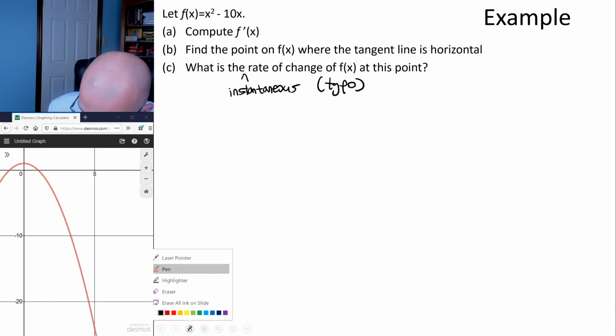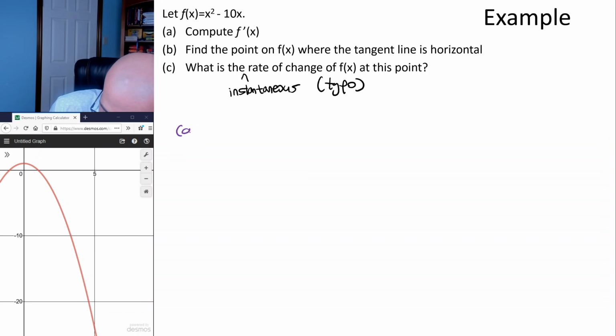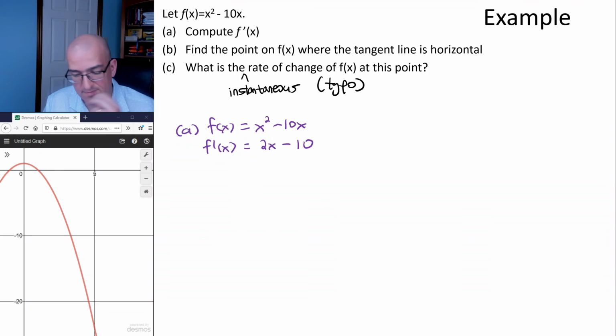Okay, part A. f of x equals x squared minus 10x. That means f prime of x is equal to 2x minus 10. That's it. Powers come down, new power gets reduced by 1. For x, we get x to the power of 0 for the new power, and almost anything to the power of 0 is 1.